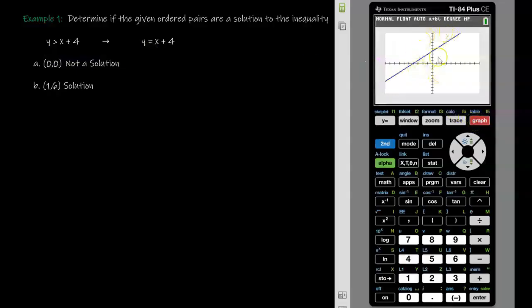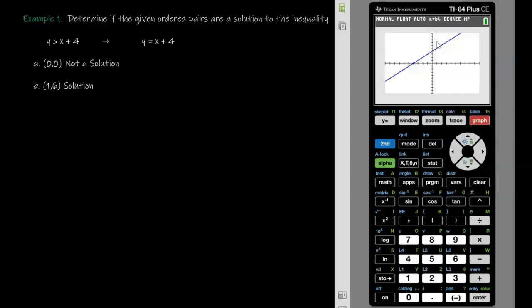When I am at the graph, I see that 0, 0, it's down here, is below the line. And below the line was not part of the solution. But 1, 6 is above the line. So that means that above the line is where I'm going to find my solutions to these inequalities.